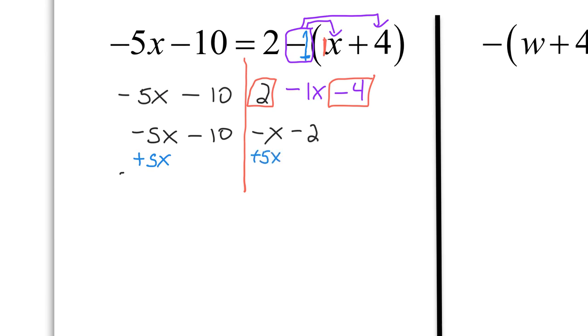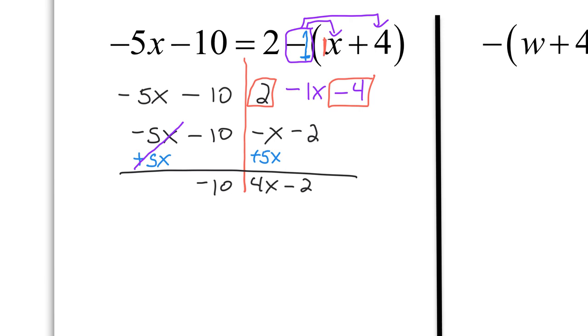So now you are going to cancel the negative 5x plus 5x. You bring down the negative 10. And on the other side, we do have a negative 1x plus a 5x. They're different signs, so you subtract. That's going to be positive 4x. And you bring down the minus 2. Now we can move on to step number 2, because we already combined like terms. We already distributed.